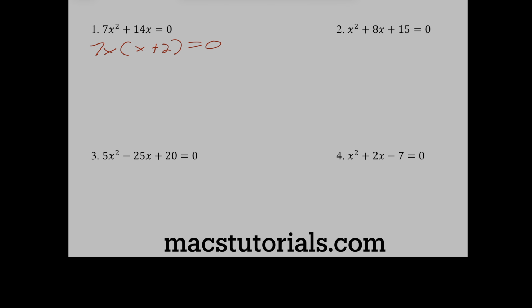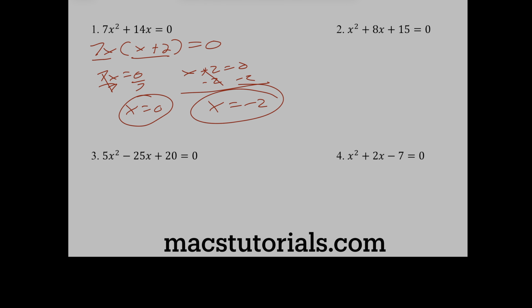Once I have two factors equaling 0, I just make each of them equal 0. And I'm going to get 7x equals 0 and x plus 2 equals 0. This I'm going to solve by dividing by 7, and I'm going to get x equals 0. This one I'm going to subtract 2, and I'm going to get x equals negative 2. That's simple, right? Okay, so now number 2, let's look at this one.